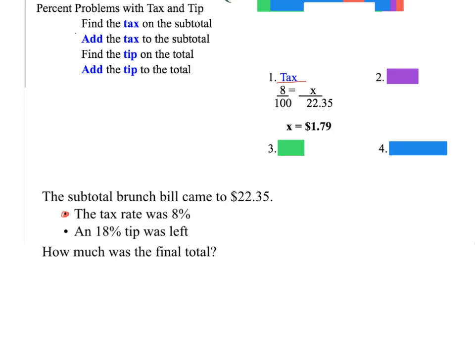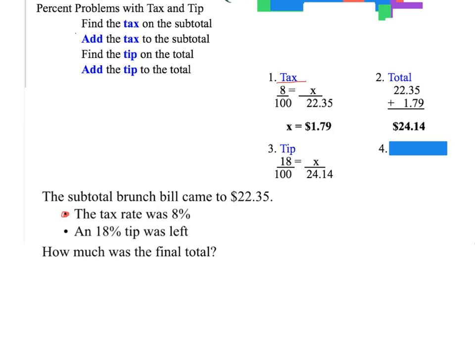Second step again is always we need to add the tax. So go ahead right now, add the tax to the subtotal. All right, so you should have done $22.35 plus $1.79 and gotten a total of $24.14. That's how much the bill is, but again, our next step is we need to leave a tip. Use a proportion to calculate the tip.